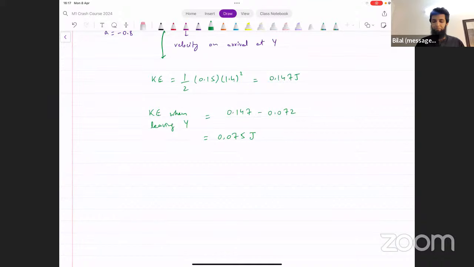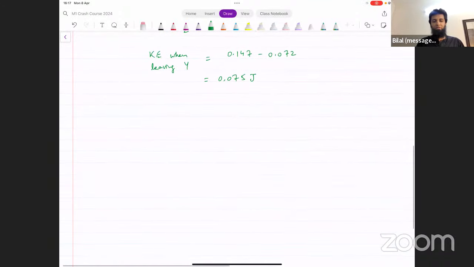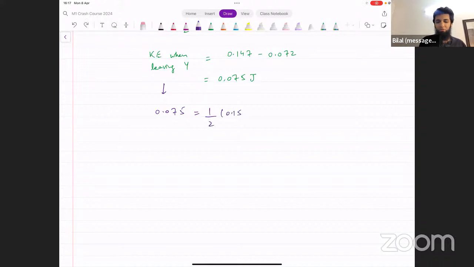Okay. Now, can we find the corresponding velocity for this? Now we have the kinetic energy. We can find the corresponding velocity for this. We can say 0.075 equals half mv squared, half into m, which is 0.15, into v squared. Let's see what that gives us. 0.075 multiplied by 2 divided by 0.15, square root of that, that's just 1. This is turning out to be 1 meter per second.